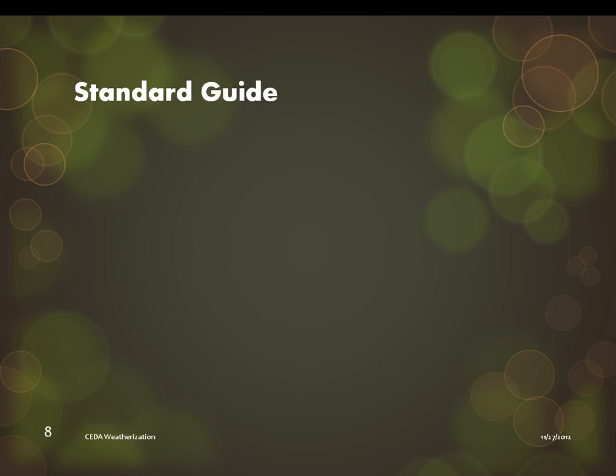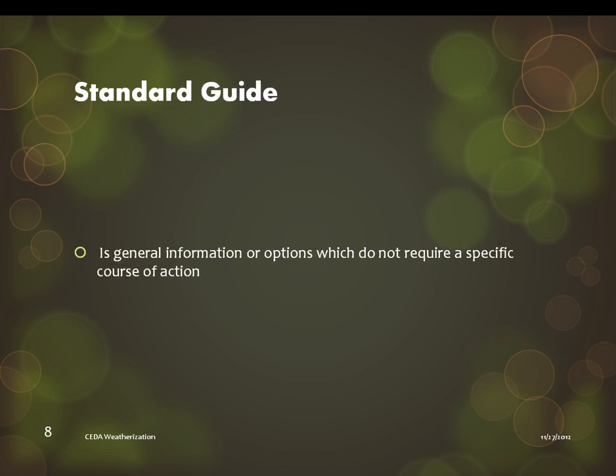Well, what's a standard guide? A standard guide is general information or options which do not require a specific course of action. An example of that would be IHWAP section 211, thermal boundary, which tells us what a thermal boundary is and how it's important to weatherization.